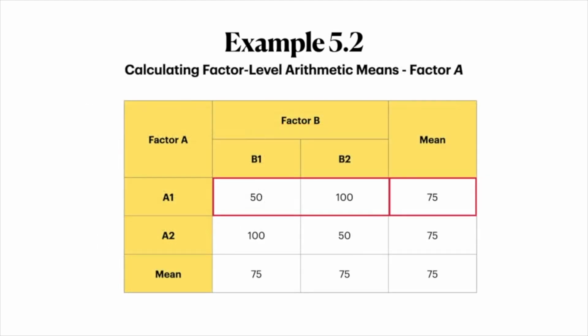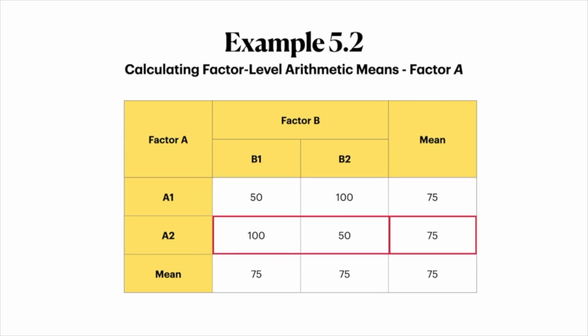We can see these calculations in the context of the table. You can see here I've added a column on the right that is going to contain the means of the two factor levels for factor A. And so 75 is the mean of 50 and 100. That's the mean of the first level of factor A. And then the mean of the second level of factor A is again 75, being the mean of 100 and 50.